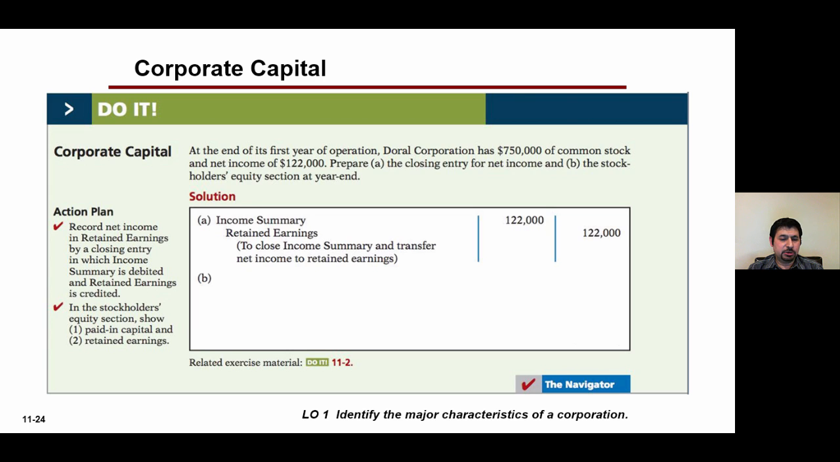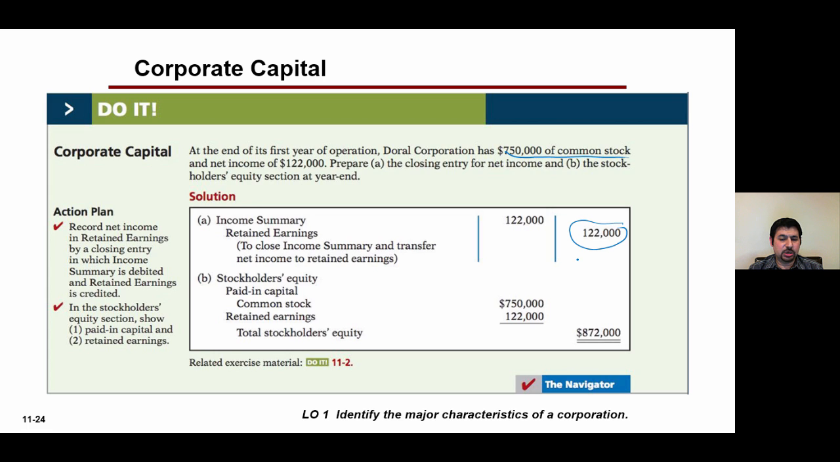And for the stockholders' equity, like we mentioned before, on the balance sheet we put stockholders' equity. Under that, we have two sections: paid-in capital, which includes in this case common stock, because this is the only type of stock that the company has, for the value of $750,000. And then we have retained earnings, which from the closing here is $122,000. So the total stockholders' equity will be the sum of the two, which is $872,000.